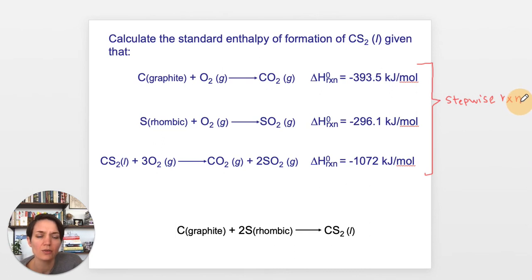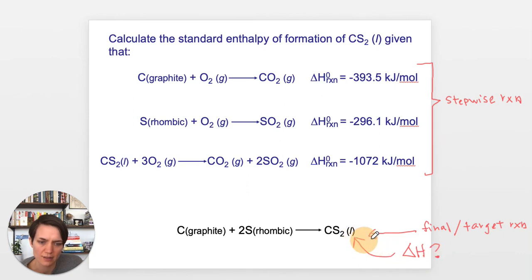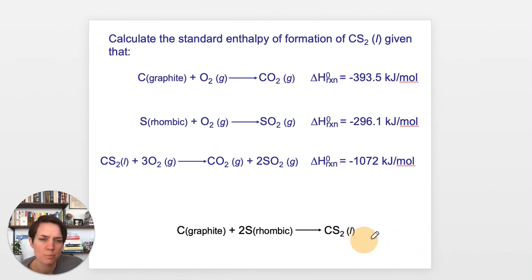So we are going to use these steps in order to get a final target reaction. And ultimately the question is, what's the delta H of this reaction? Okay, so I always like to tell students to work backwards here. So what I do is I look at the reactants of my target.